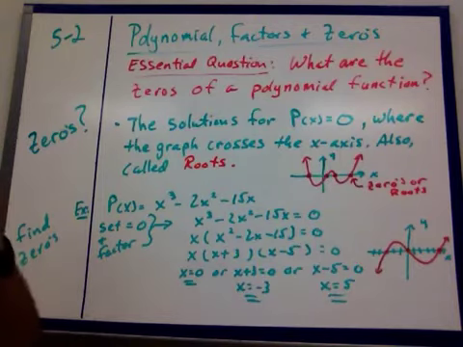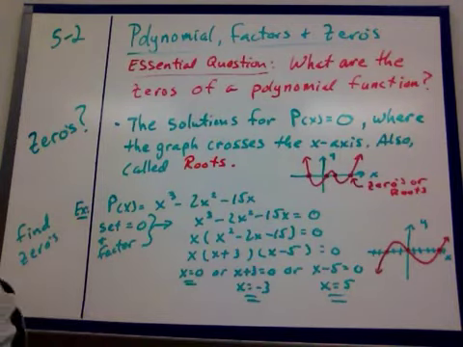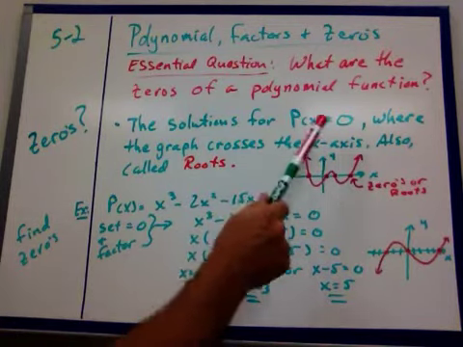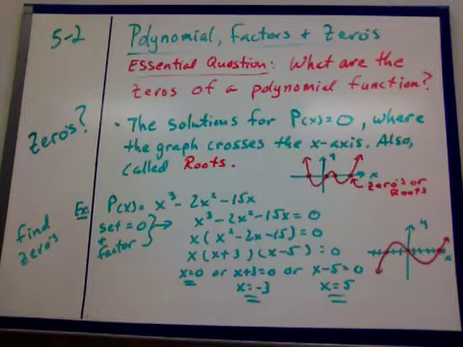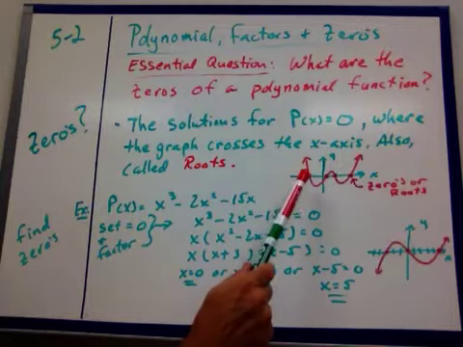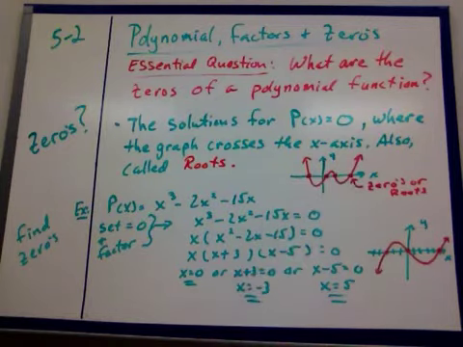Well, this is the exact same thing. We're just dealing with bigger factors as we go here. Just more things to factor because it's a bigger polynomial, higher degree. Those zeros are also called roots. And it's where your graph is going to cross the x-axis.